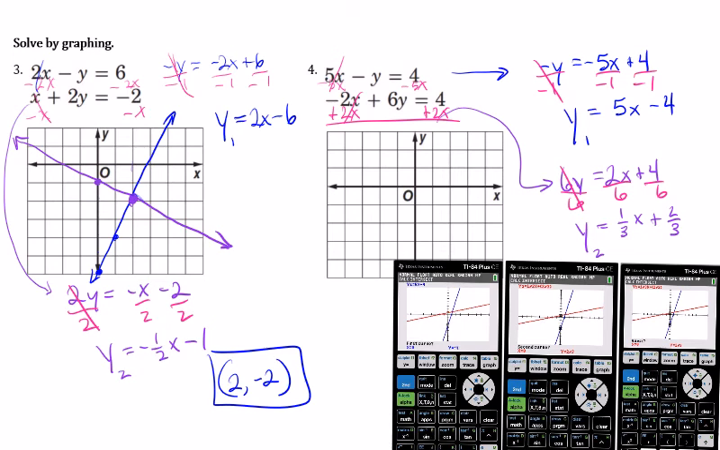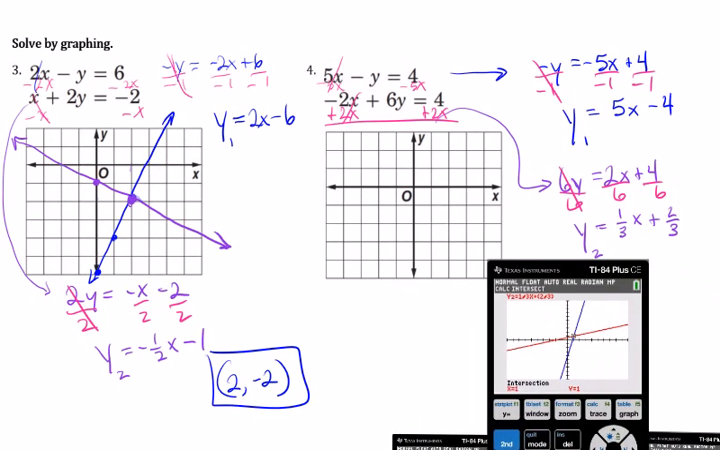So basically, you're just going to go second trace 5, and then enter, enter, enter. That's basically the process. Once you do that, it's going to give you the intersection. It'll say x equals blank and y equals blank. So in this case, it was 1, 1. So that's our solution.